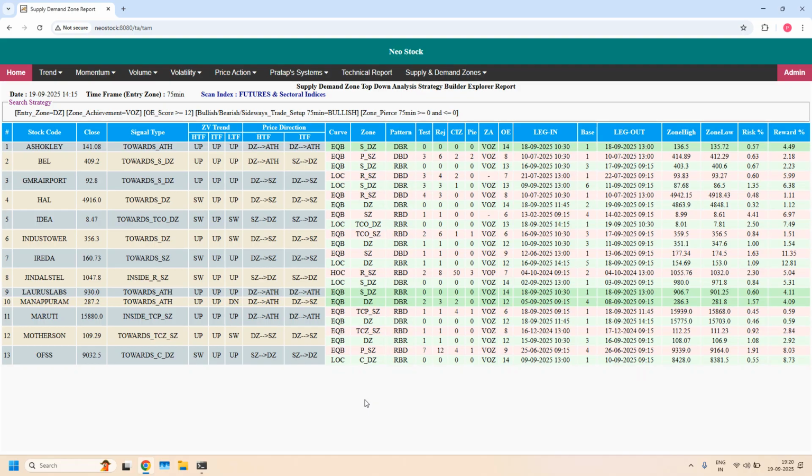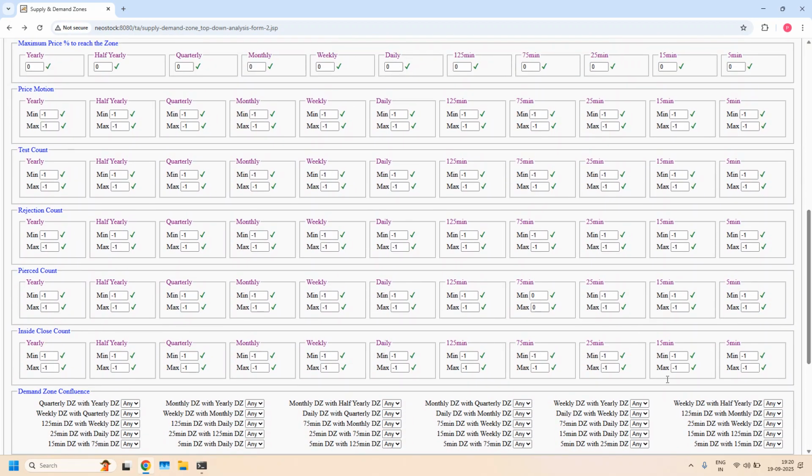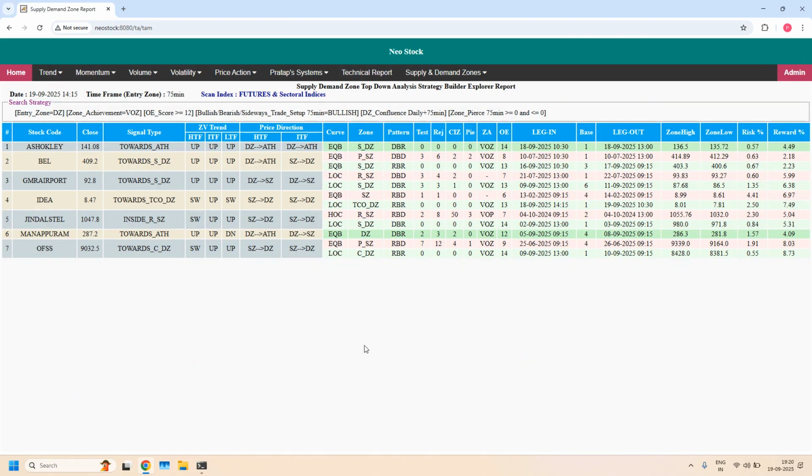Out of these 13 75 minutes demand zones, how many are having more high probability to get success? That we will filter based on different zone confluence and EMA confluence strategies that we learned in lesson 27. So first filter is LTF and ITF demand zone confluence, and then ITF EMA confluence. So let's filter one by one. First LTF and ITF demand zone confluence, that is 75 minutes and daily demand zone confluence. By enabling the filter, applying on the 13 stocks, we got 7 stocks.